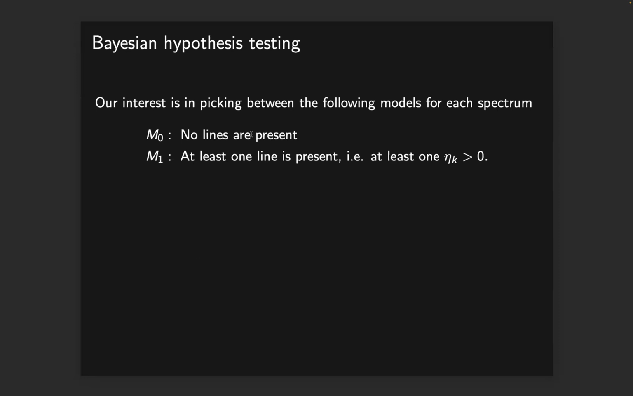So again, we have our null model, which is that there are no lines, and we have our alternative model, in which there's at least one line present. So at least one of these eta k's is positive.